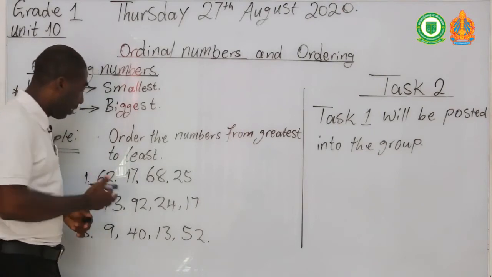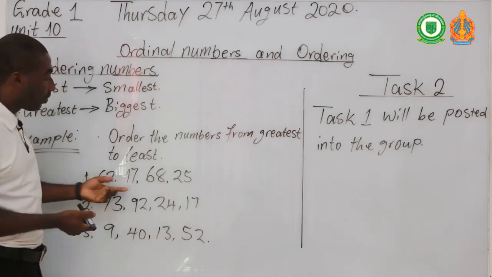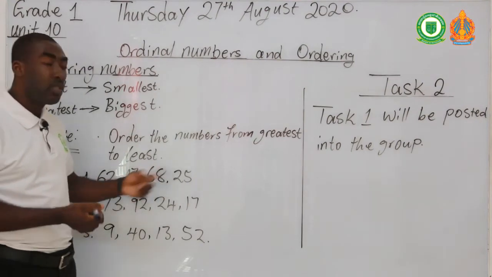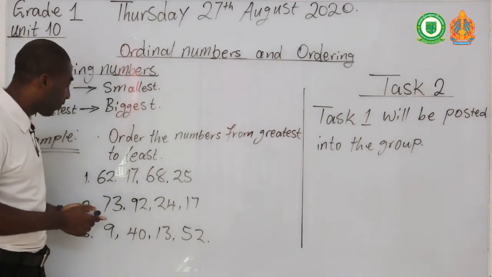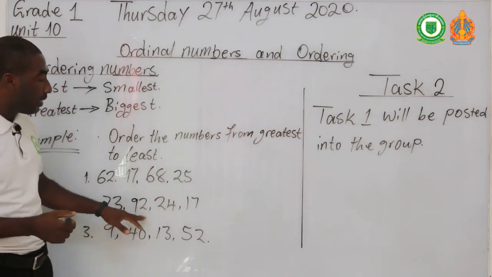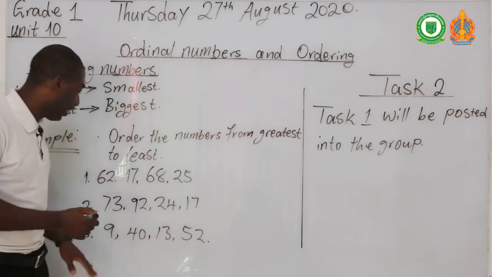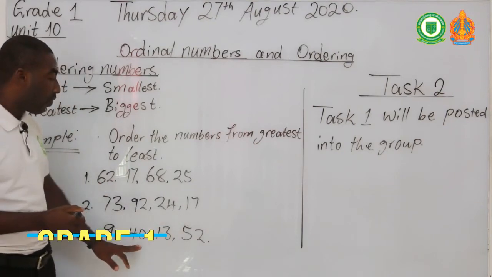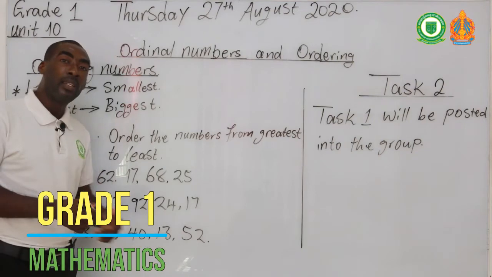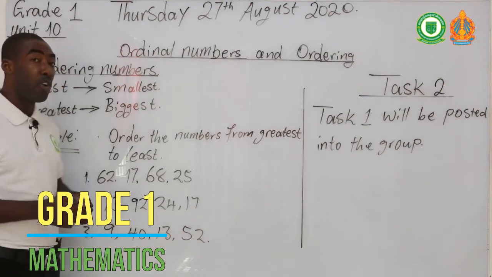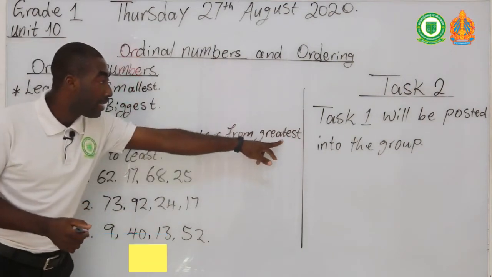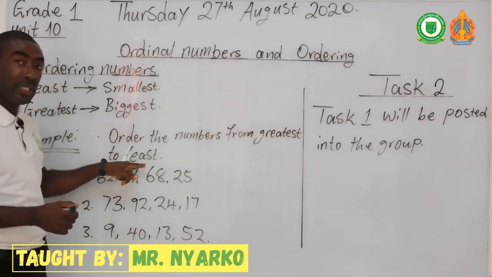Okay, so our first set of numbers is 62, 17, 68, 25. The next one is 73, 92, 24, 17. The third one is 9, 40, 13, and 52. So we are to order them from the greatest to the least.